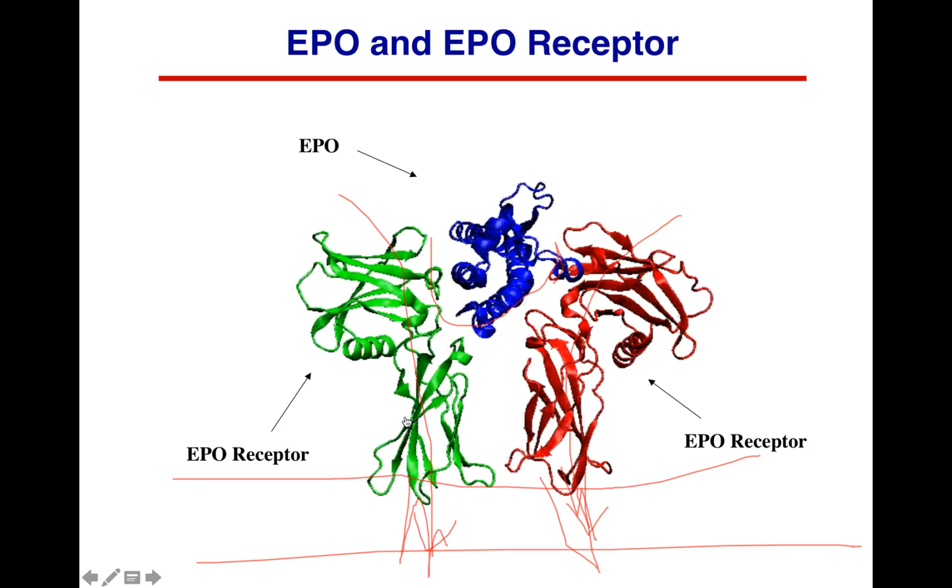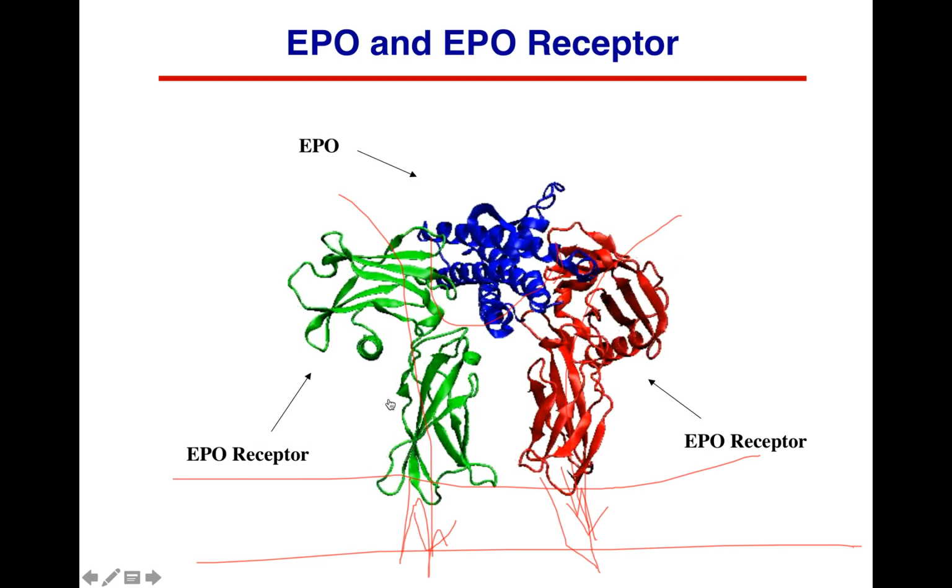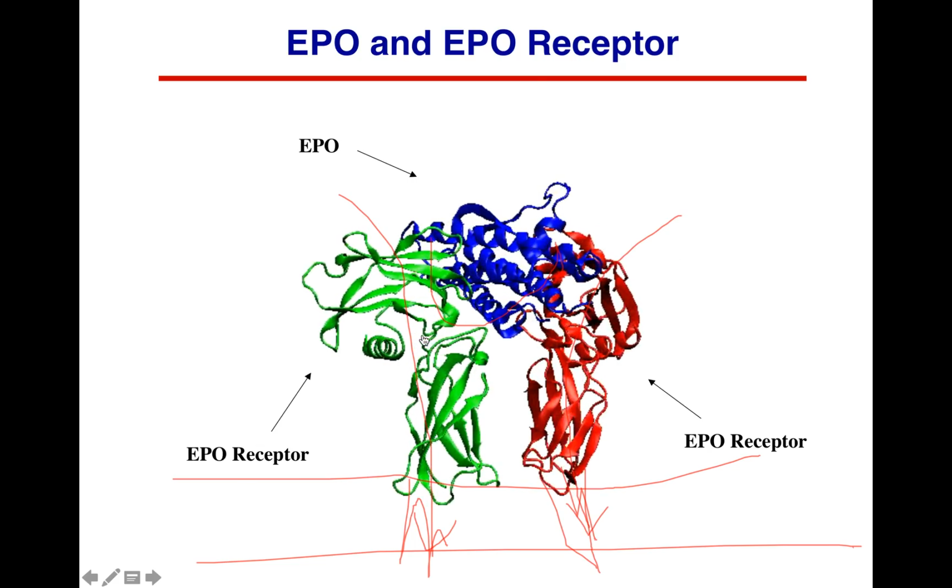And so there's symmetry along the receptor, along this axis, but the actual binding of the cytokine to the binding site is asymmetric. And so you can see it binds differently.